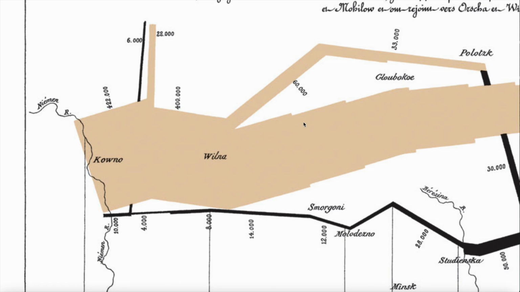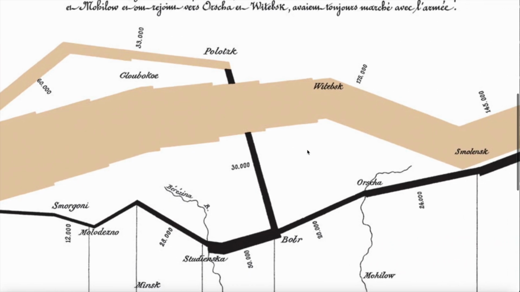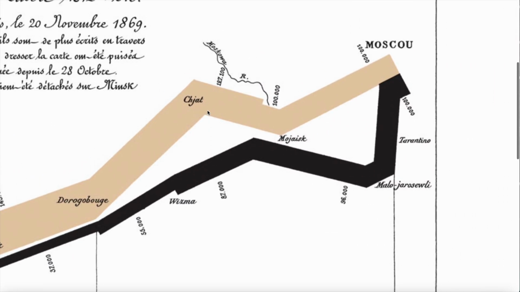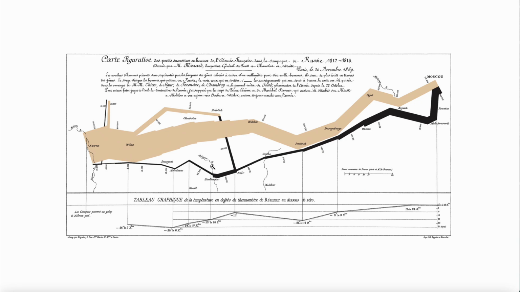And as he marched east, when the army broke into different sections, or when the weather was bad or there was sickness, the army shrunk and shrunk and shrunk as the army moved east, so that by the time it got to Moscow, the army's size was only 100,000, and then the black line represents the march back. So in some ways, this is a timeline visualization.